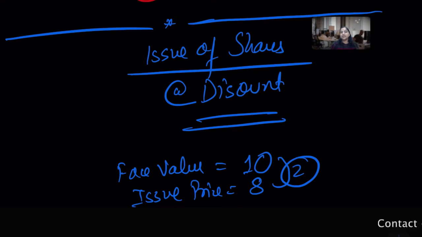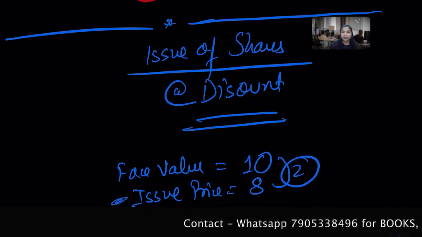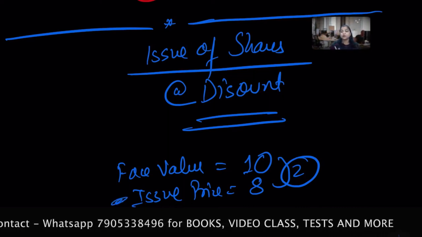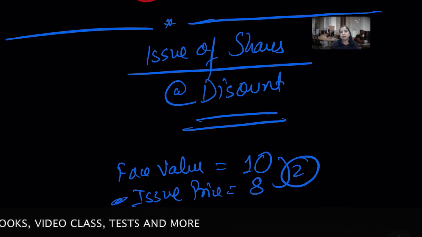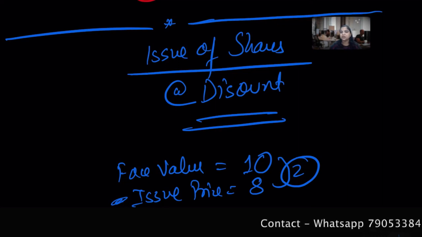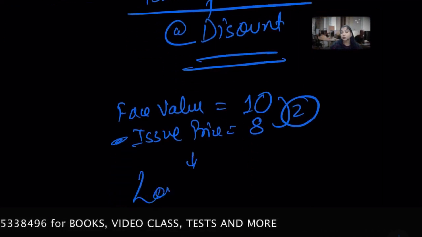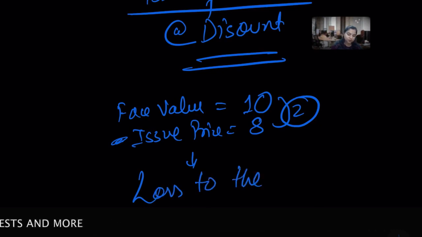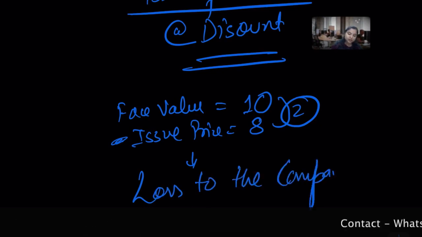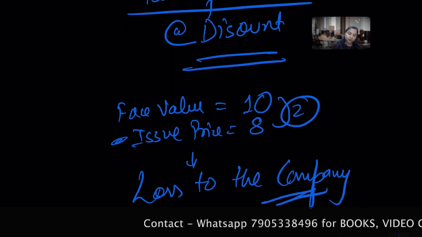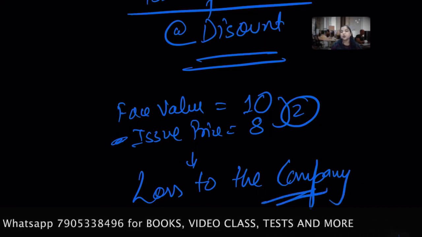So the issue price of shares is less than the face value. Do not memorize, just have a basic understanding. That means the company issued the shares at discount. We discussed this example. So if the company is issuing shares at a discount, that means a loss to the company. Do not memorize, it's definitely a loss to the company.